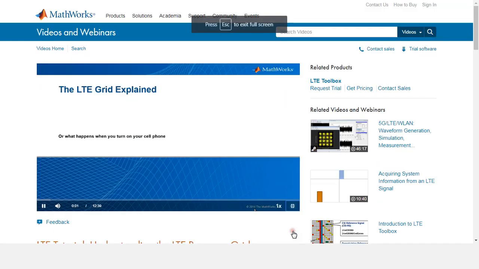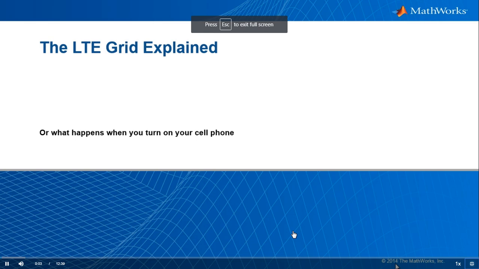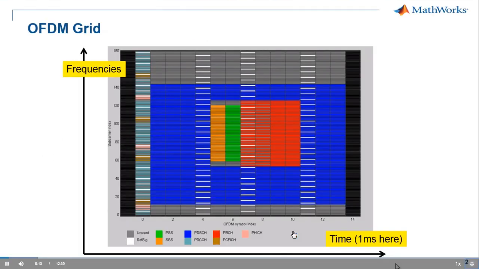Welcome to this short introduction to key LTE concepts. In this video, we will explain the structure of the OFDM grid on an LTE downlink and review the key channels in an LTE signal. Our focus here is to explain the role of each channel and how a phone uses them to acquire all the information it needs upon being turned on.